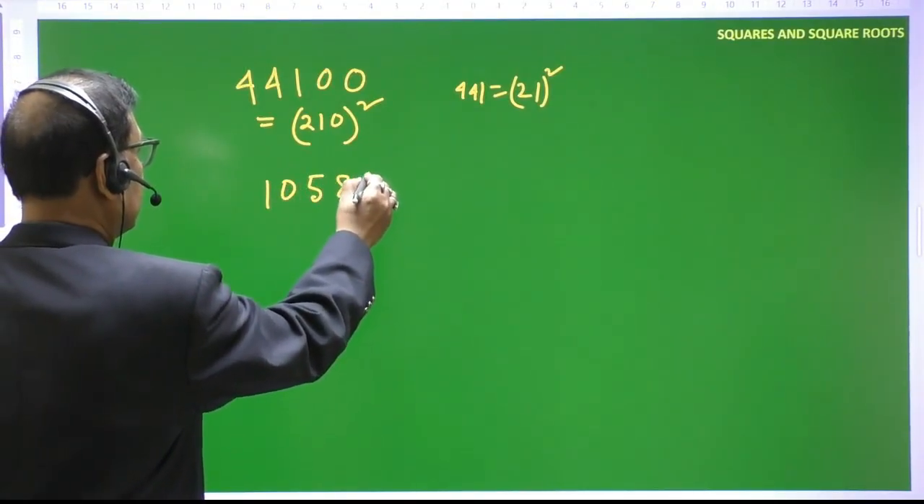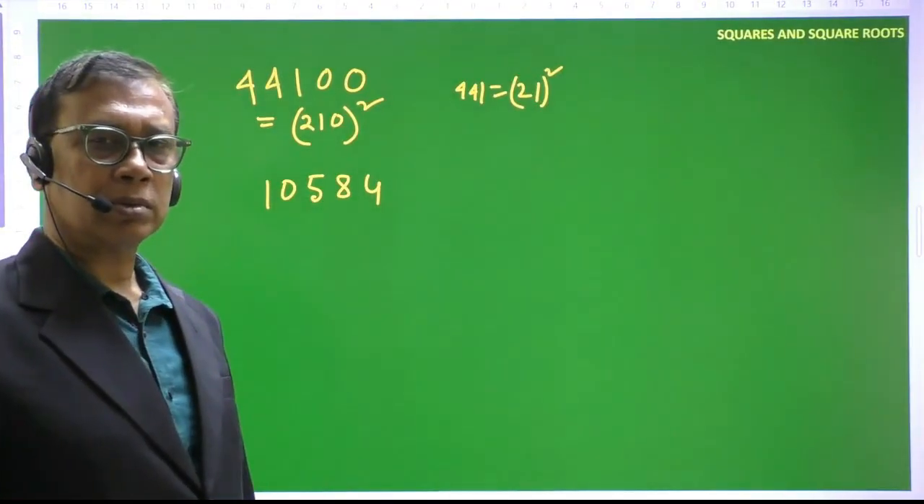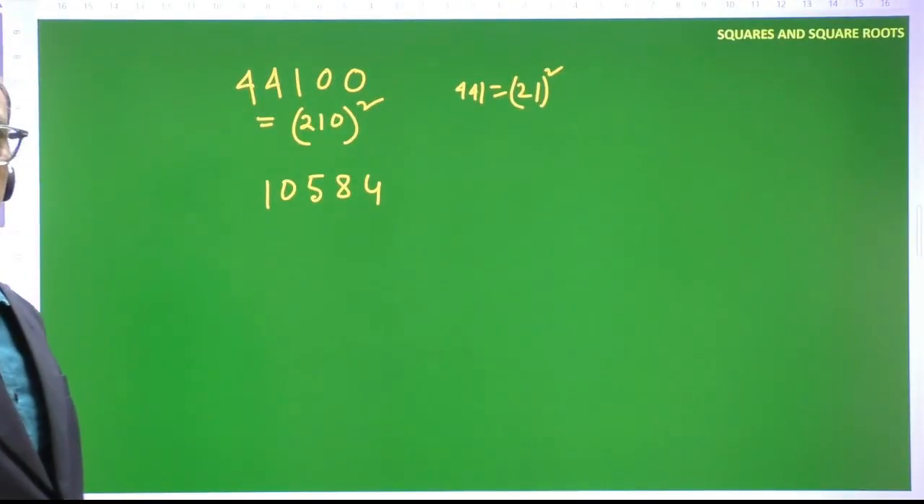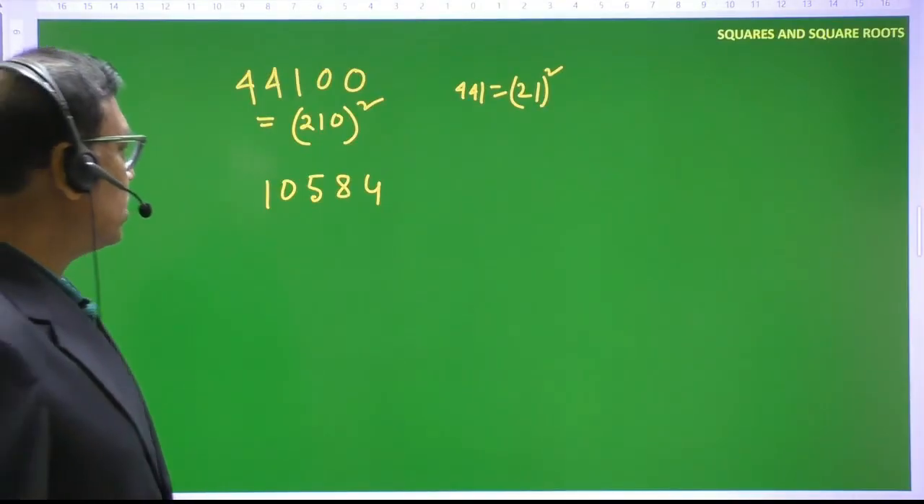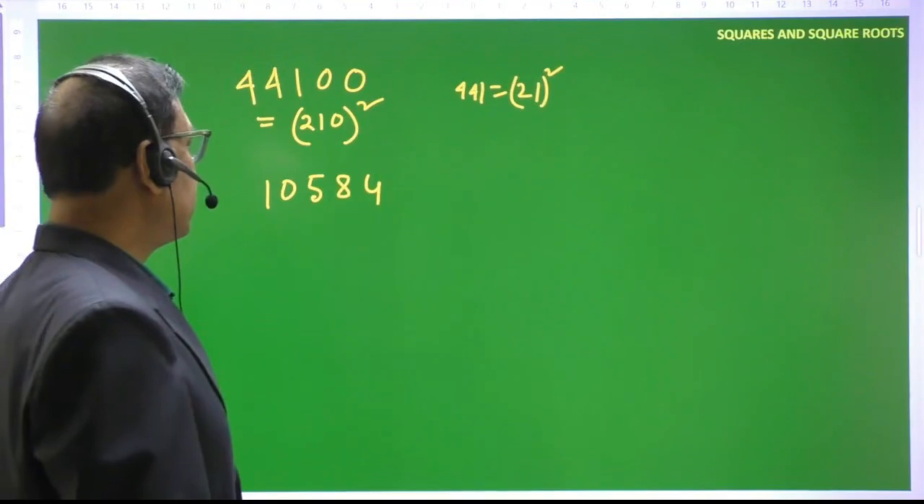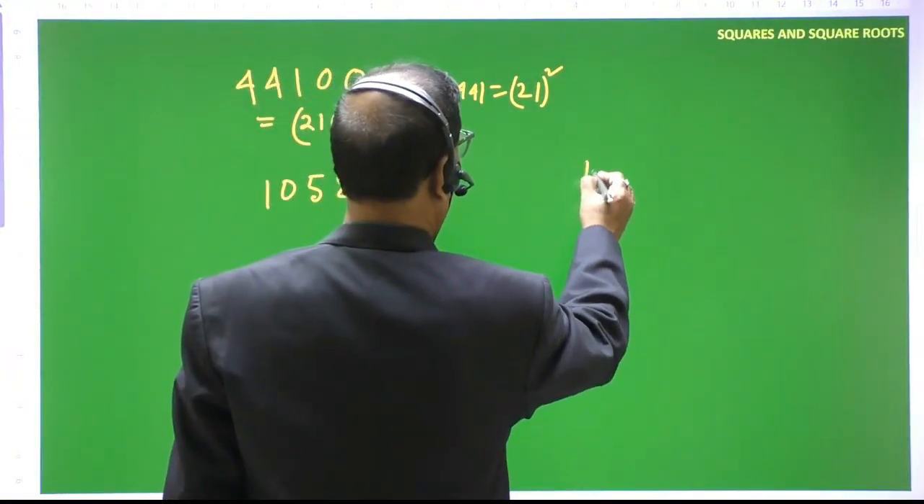10584. Here the unit digit is 4. That implies this number may be a perfect square. So in this case we have to find out the prime factors.